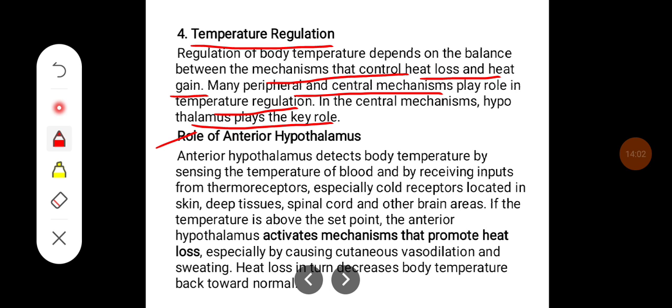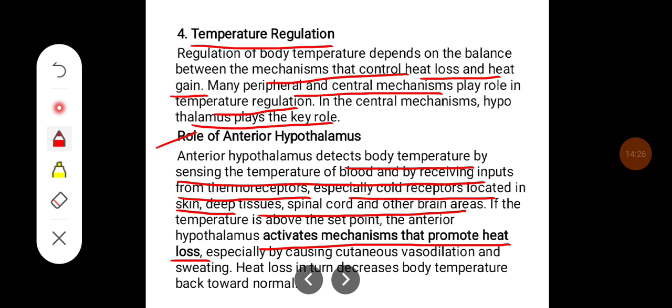Role of anterior hypothalamus. Anterior hypothalamus detects body temperature by sensing the temperature of blood and by receiving inputs from thermoreceptors, especially cold receptors located in skin, deep tissues, spinal cord, and other brain areas. If the temperature is above the set point, the anterior hypothalamus activates mechanisms that promote heat loss, especially by causing cutaneous vasodilatation and sweating. Heat loss in turn decreases the body temperature back towards the normal.